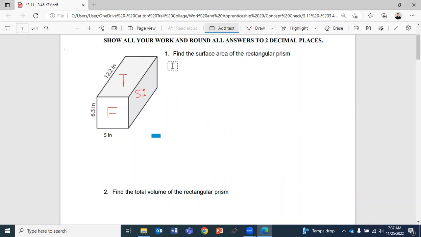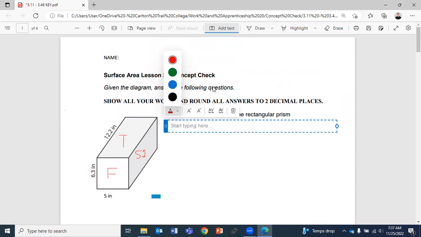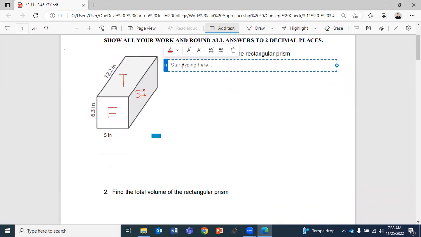Remember, whenever you have something, just take the whole thing and make yourself a nice, easy, simple formula to start with. So I know that the surface area of my prism is going to be the front plus the back plus the top plus the bottom plus side one plus side two. That's how you find it.